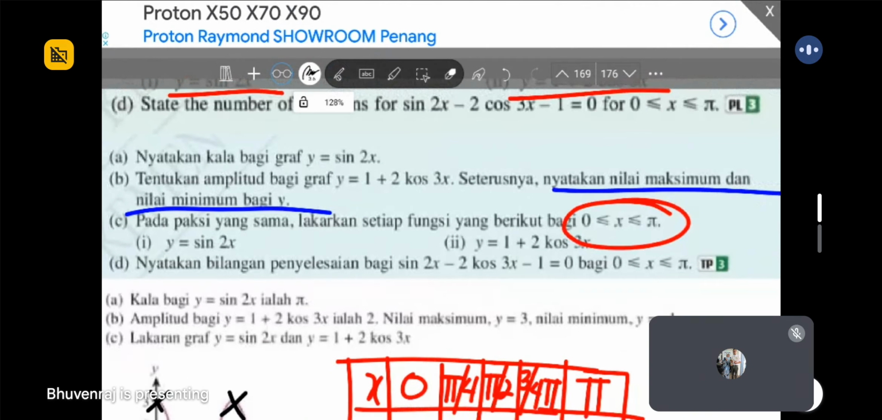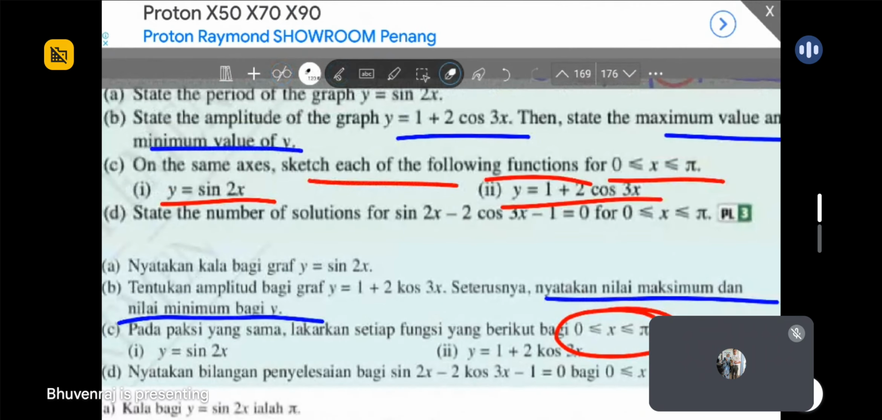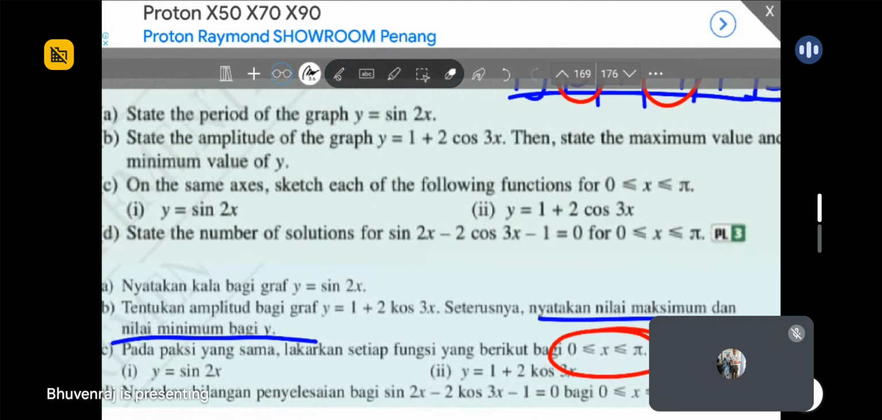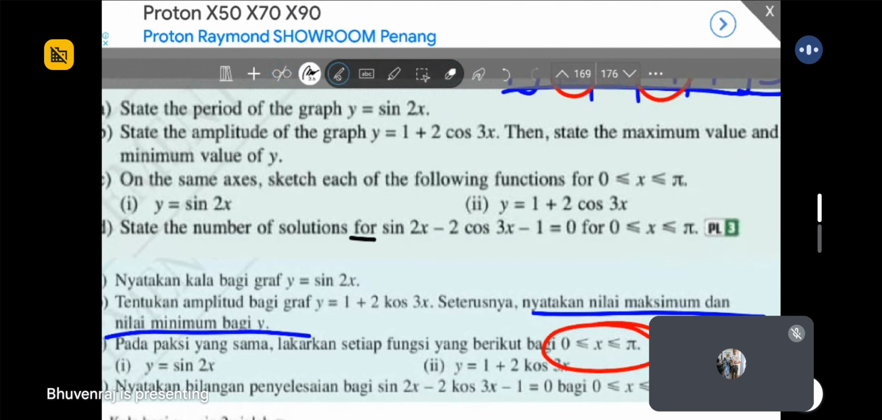Alright. Okay, so this is for question C. So you don't need to memorize the shape of the graph. Jangan hafal. Just use the table method. Guna kaedah jadual.